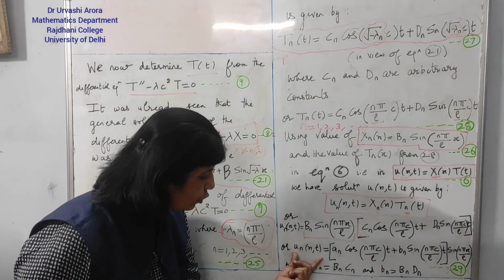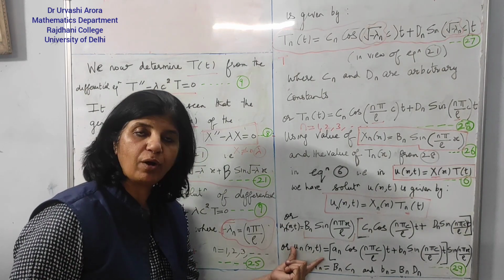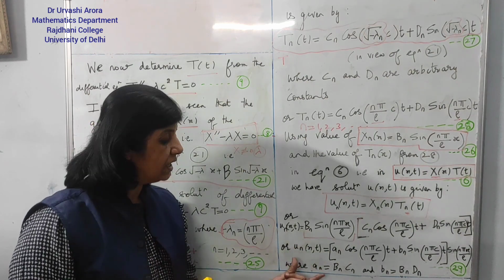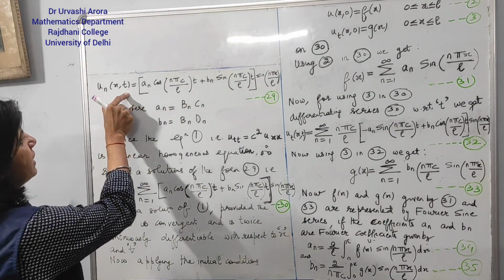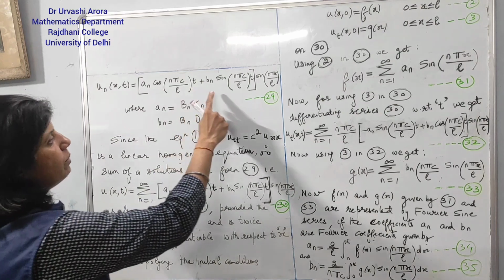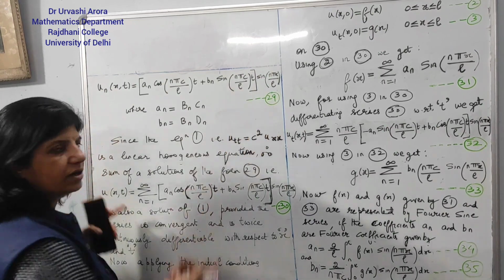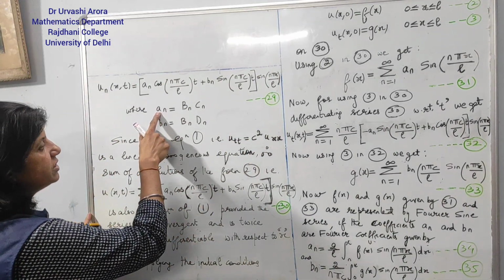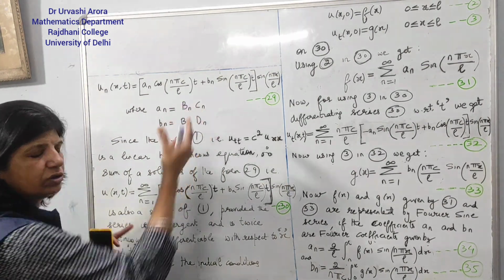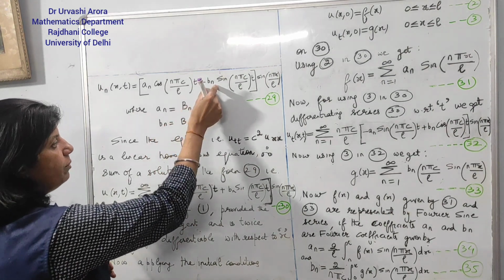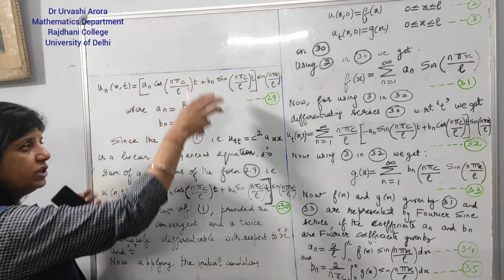So these are the non-trivial solutions u_n(x,t) of the original initial boundary value problem that we took in the very beginning. u_n(x,t) is equal to an cos(n pi c t / l) plus bn sin(n pi c t / l), this expression multiplied with sin(n pi x / l), and this was marked as 29. We had seen that the arbitrary constant an is the product of the arbitrary constants Bn and Cn, and the arbitrary constant bn is the product of the arbitrary constants Bn and Dn. So this we have already seen.